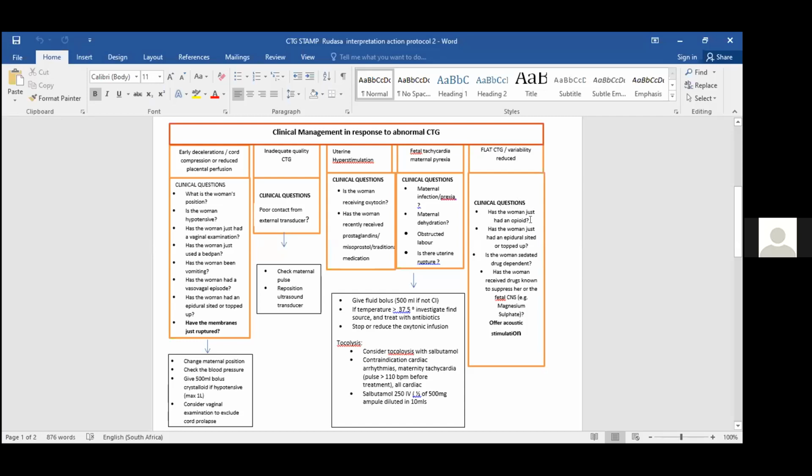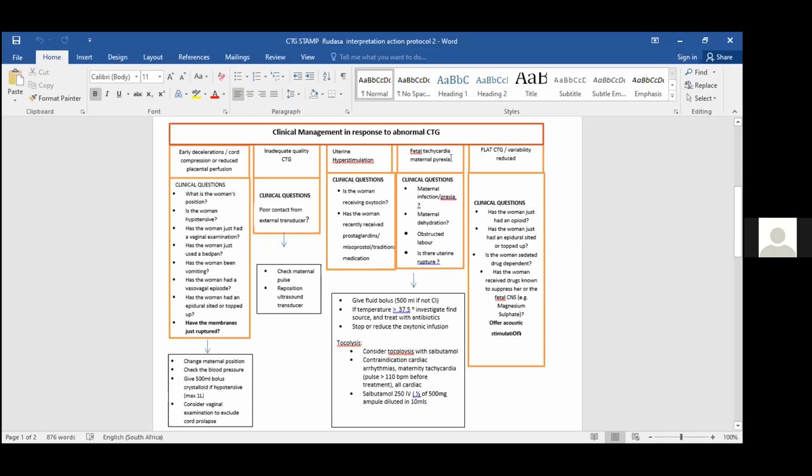One, has this woman had an opioid? Has this woman had an epidural? Was she sedated or is she drug dependent? Did she use alcohol? Or did she receive any drugs that will suppress the CNS of the baby, which is normally Maxolon? So what are you then going to do? You're going to do the acoustic stimulation, and you're going to extend the CTG for another 90 minutes, right?